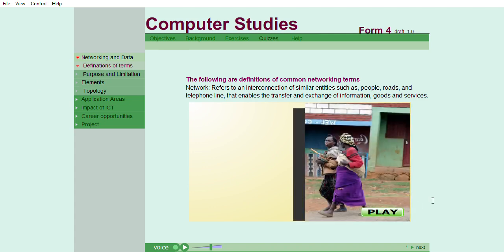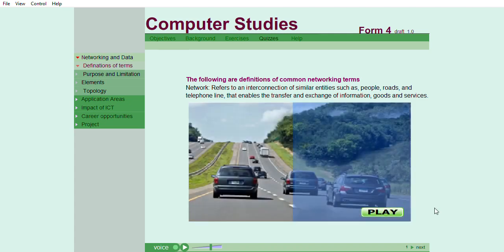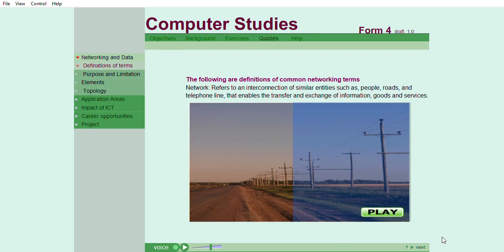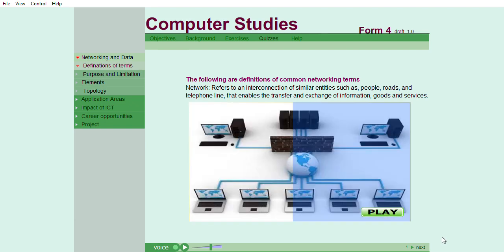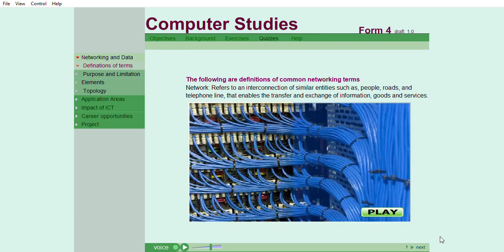The following are definitions of common networking terms. Network refers to an interconnection of similar entities such as people, roads, and telephone lines that enables the transfer and exchange of information, goods, and services.